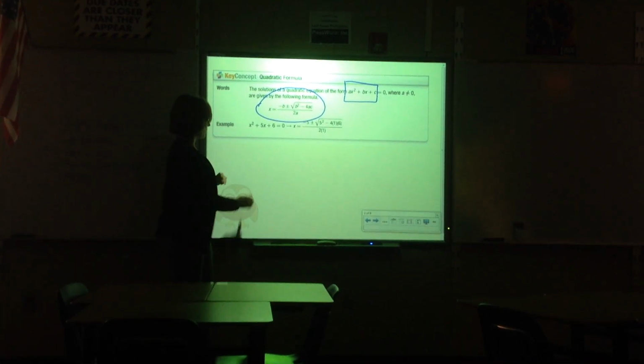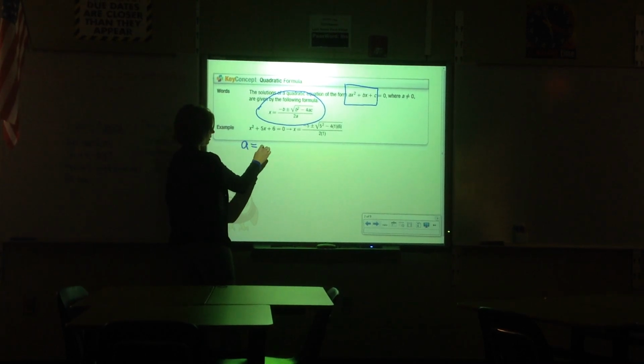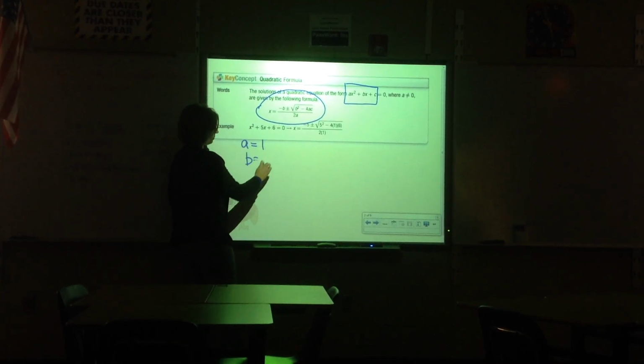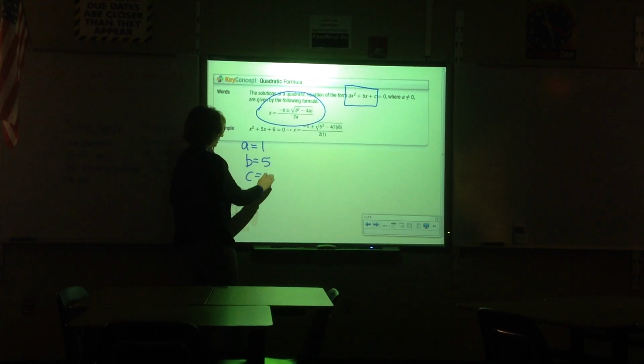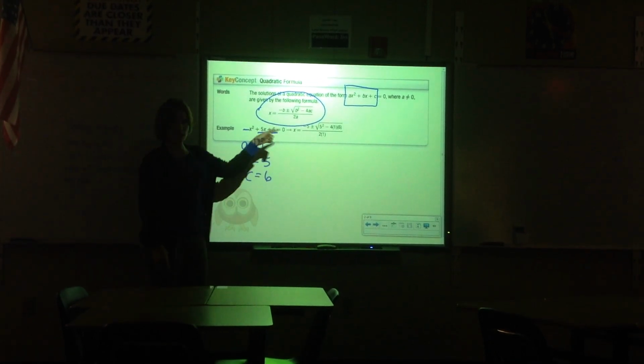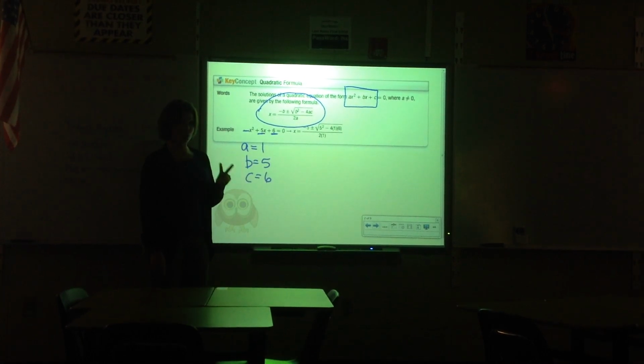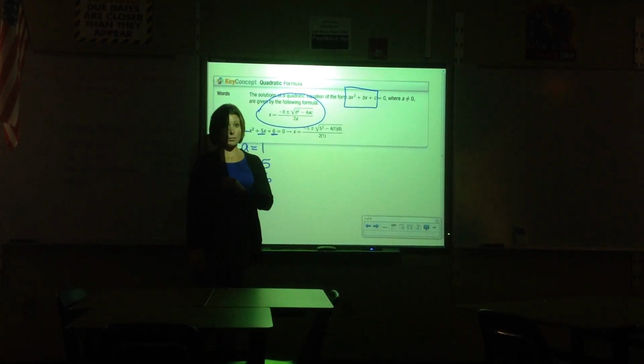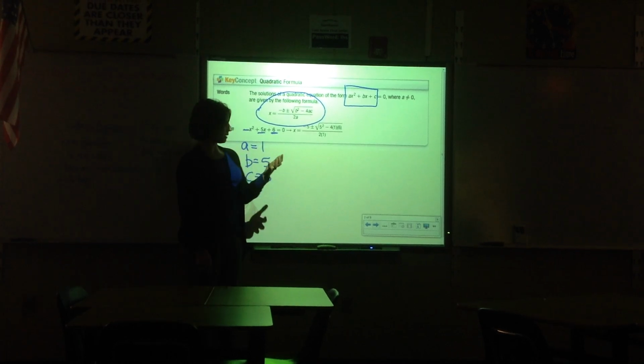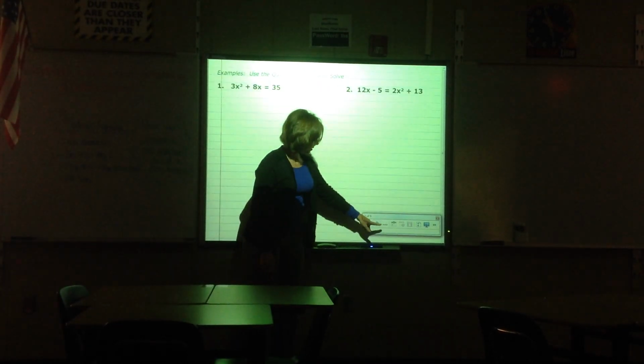And then you just use the same values. So in this example, a is 1, b is 5, and c is 6. 1, 5, 6 to plug into that formula. Okay? And that'll give you your two roots. When they're not factorable, this is the ideal time to use the quadratic formula.